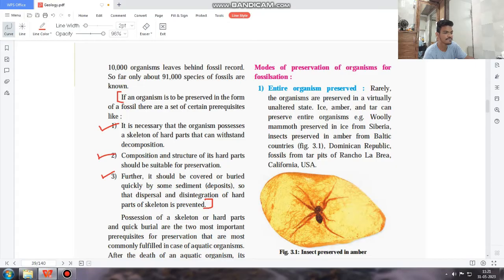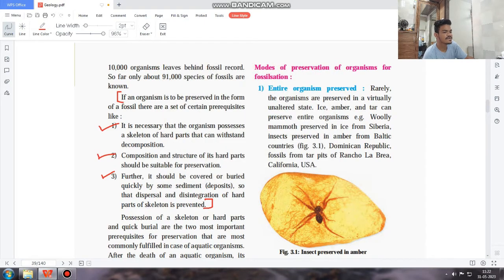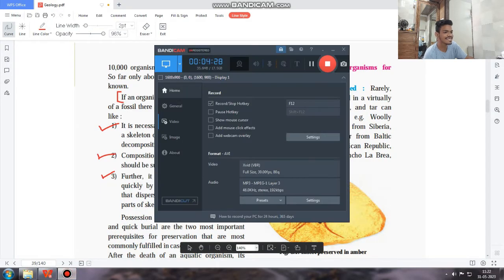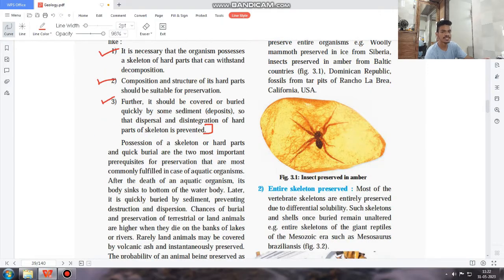It is necessary that the organism possesses a skeleton of hard parts that can withstand decomposition. Composition and structure of hard parts should be suitable for preservation. Further on, it should be covered or buried quickly by some sediments so that dispersal and disintegration of hard parts of the skeleton is prevented. These are the 3 things to be remembered. The 2022 3 marks question had come.